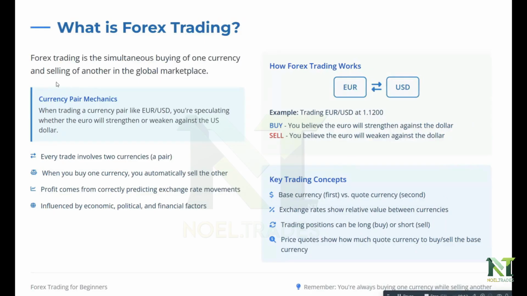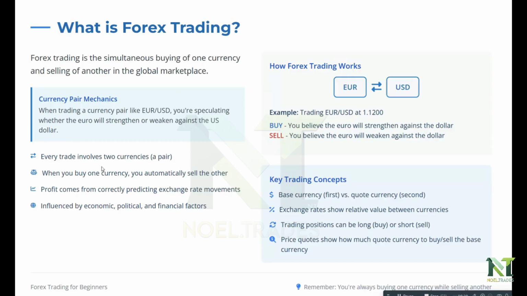Now, one other definition I also tell people is that forex trading is the simultaneous buying of one currency and selling of the other currency in a global marketplace. So basically that is just the understanding. So, currency pair mechanics: when trading a currency pair like EUR/USD, you are speculating that the euro will strengthen or weaken against the dollar. It depends on the direction that you are expecting it to move.